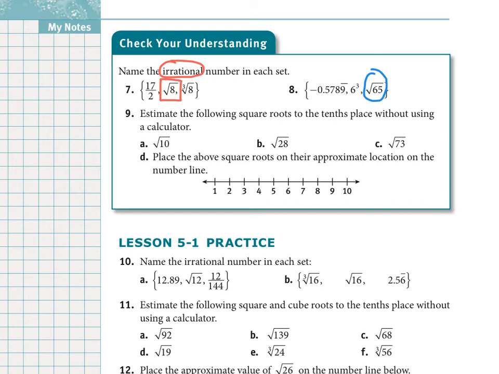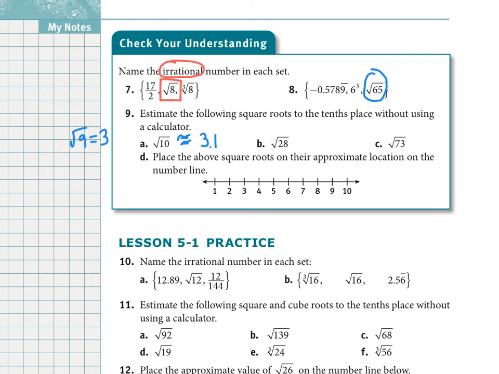Okay, let's estimate some square roots without using a calculator. So the square root of 10, I know the square root of 9 is 3. So the square root of 10 is just going to be slightly bigger, maybe 3.1-ish. Okay, I should probably use the squiggly approximates.